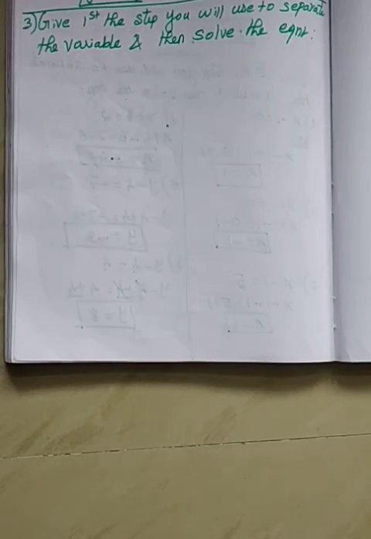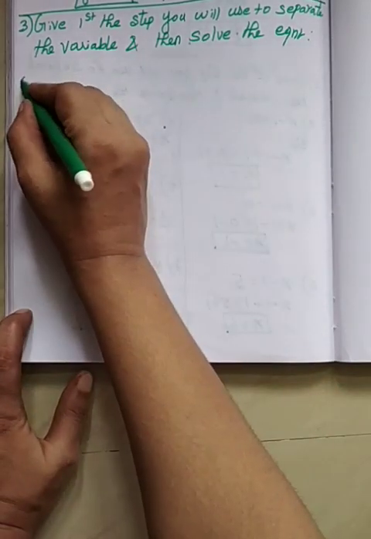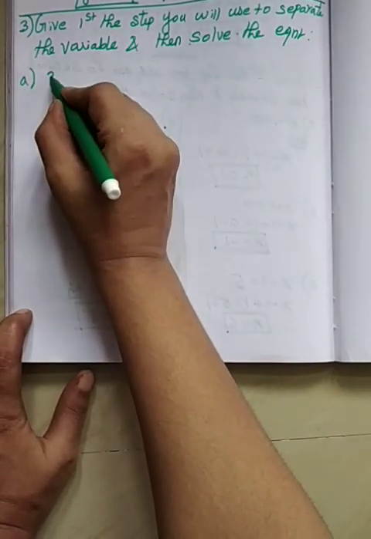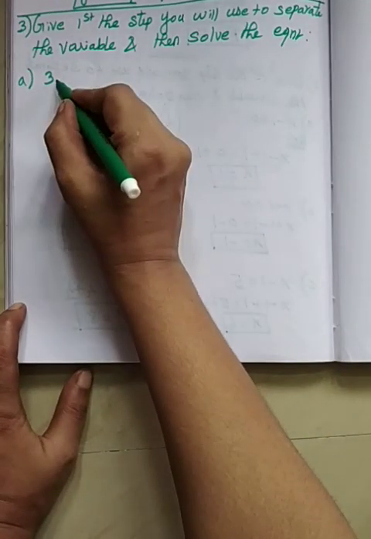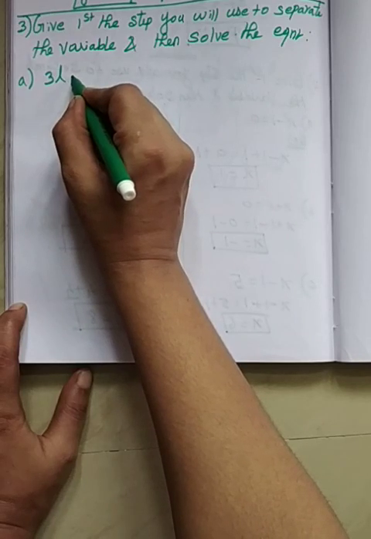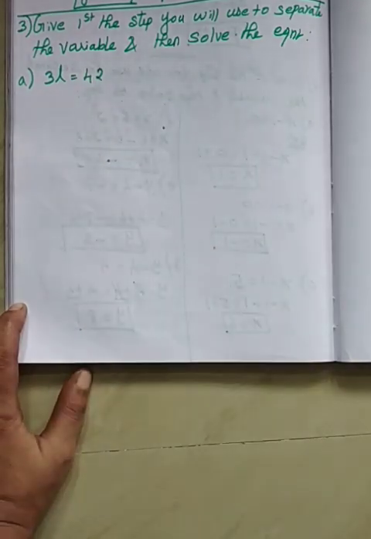Now, see the next problem. Give first the step you will use to separate the variable and then solve the equation. In the previous problem you had to add and subtract on the given equation. But in this problem, see, the same method, but this is a division problem. The first problem is a division problem. 3L is equal to 42.